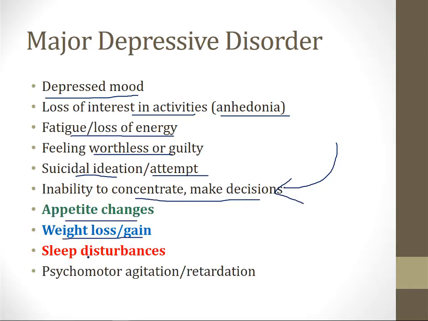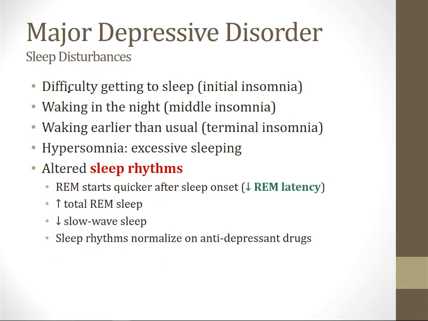In addition, many patients have sleep disturbances. Some patients have trouble sleeping, other patients sleep a lot. And so all three of these, even though they are physical complaints, are also complaints of depression. And then finally, one of the other features of depression, which we'll talk more about in a minute, is called psychomotor agitation or retardation. So let's drill down in a little more detail on some of the features of major depressive disorder, and let's start with the sleep disturbances.